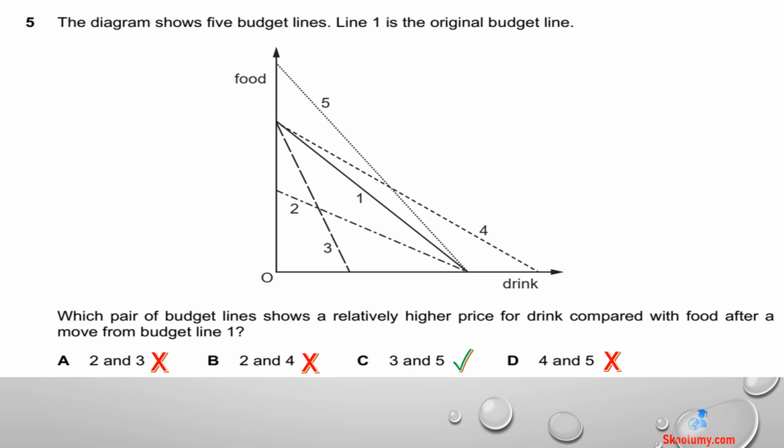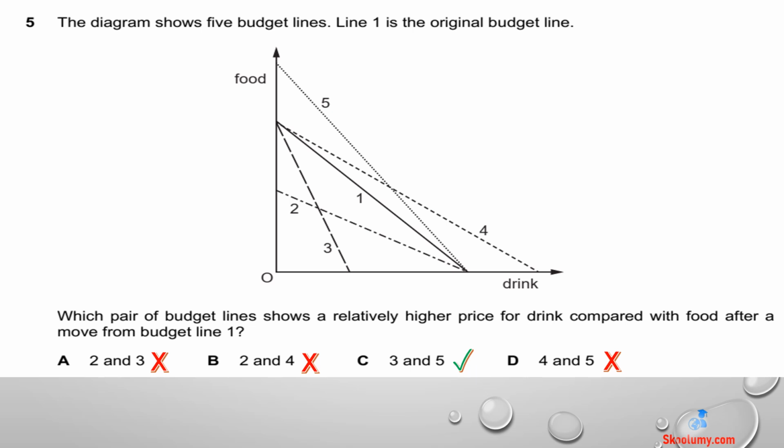3 and 5. A relatively higher price for drink compared with food means less of drink is bought, leading to a pivot from 1 to 3. It may also mean that food is cheaper, leading to a pivot from 1 to 5 because more of food is bought. Other options are wrong.